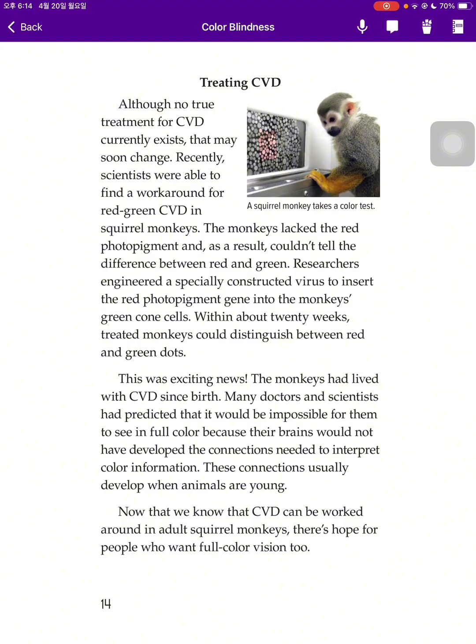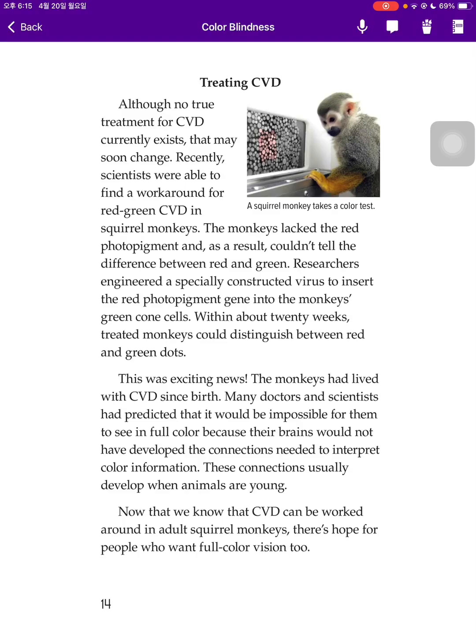Treating CVD. Although no true treatment for CVD currently exists, that may soon change. Recently, scientists were able to find a workaround for red-green CVD in squirrel monkeys. The monkeys lacked the red photopigment and, as a result, couldn't tell the difference between red and green. Researchers engineered a specially constructed virus to insert the red photopigment gene into the monkeys' green cone cells. Within about 20 weeks, treated monkeys could distinguish between red and green dots.